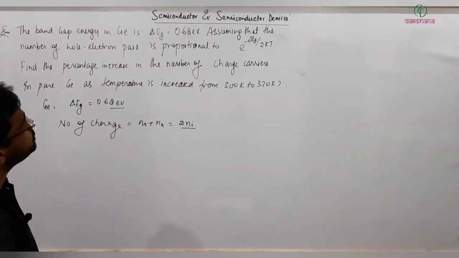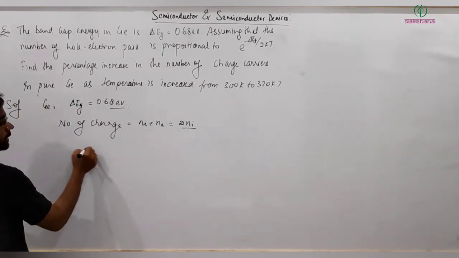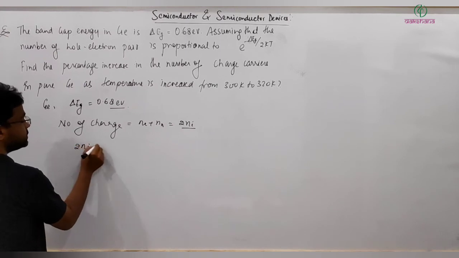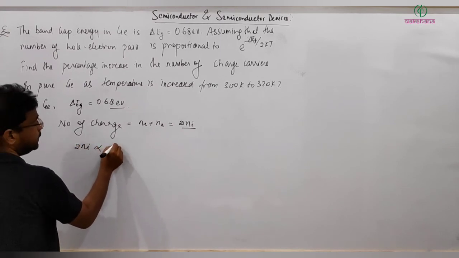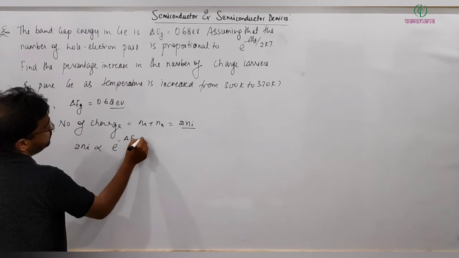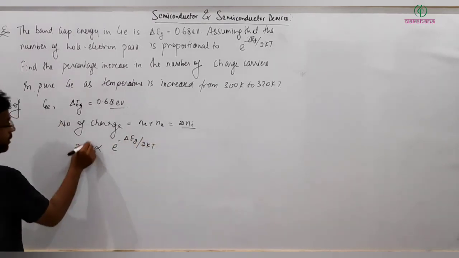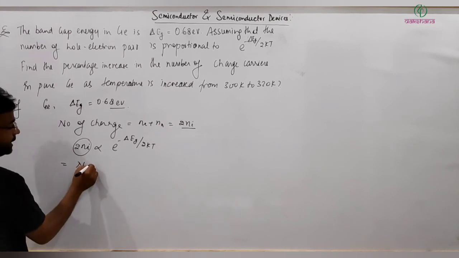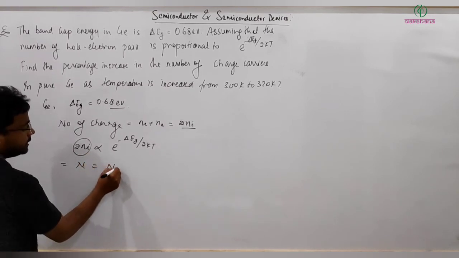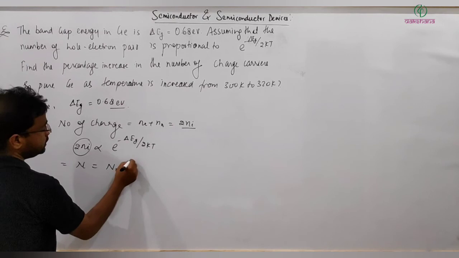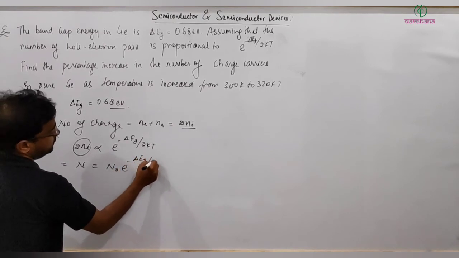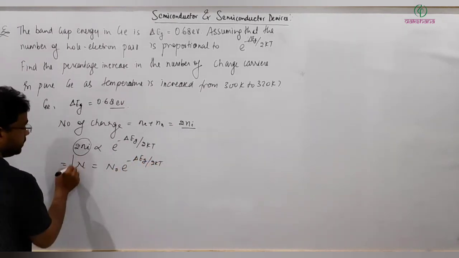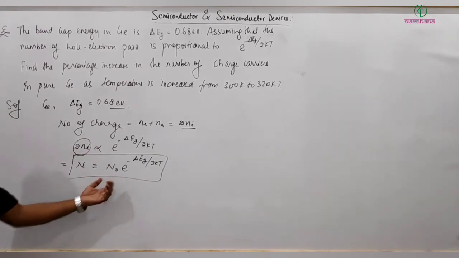And proportional to, so I can write 2Ni is proportional to e raised to power minus delta Eg divided by 2kT. Writing this total as Ni, the number of charge carriers, the proportionality cancels, and I can write some N naught, so then it's e raised to power minus delta Eg divided by 2kT. Okay, so I can write it this way.